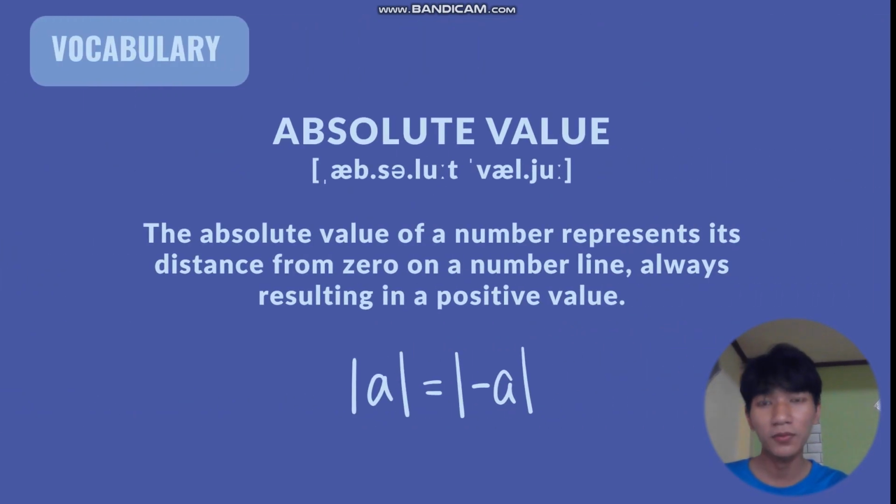So the next vocabulary is absolute value. The absolute value of a number represents its distance from zero on the number line, always resulting in a positive value. In bahasa, we can say it bilangan mutlak. For example, the absolute value of a is the absolute value of minus a.